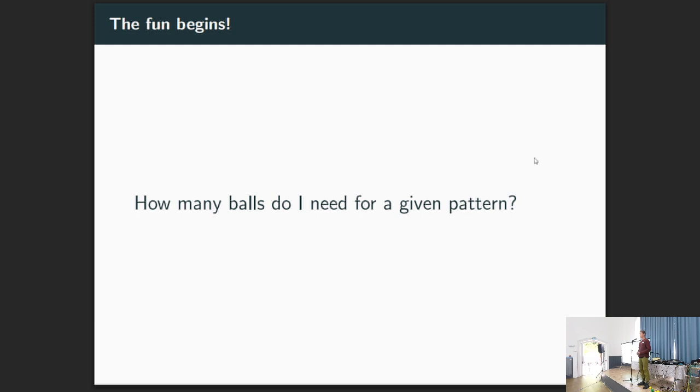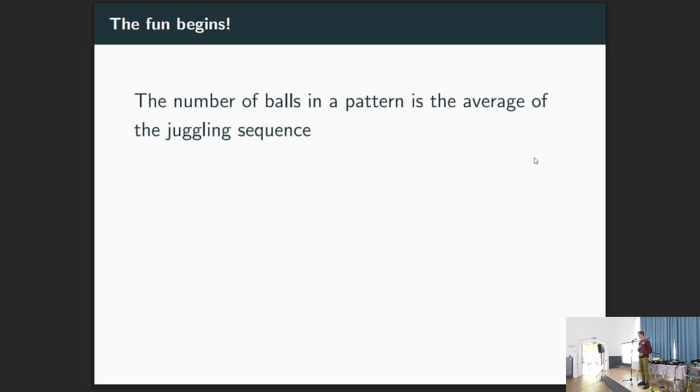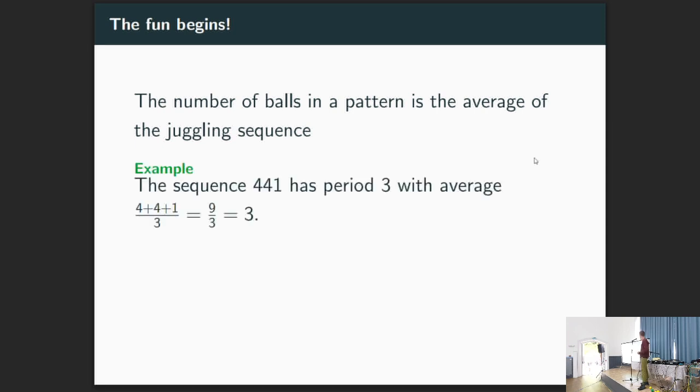So, for example, I tell you 4, 4, 1, how many balls do I need? It turns out it's the average, and then there's the math behind why that works. I am not telling you why it all works, because I'm probably going to run over time already, but I'm going to give you lots of fun facts. What do I mean by the average? I mean the following. The period is 3, because there's 3 throws, a 4, a 4, and a 1. I'll add them all together, divide them by the period, and then I get a whole integer number, 3.